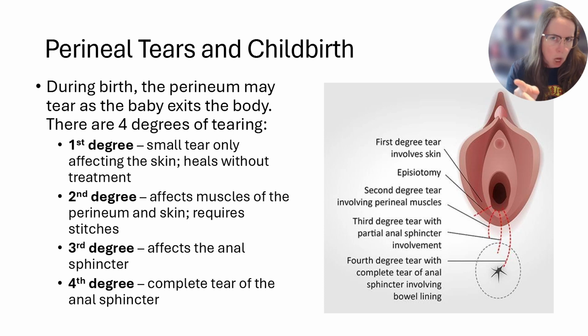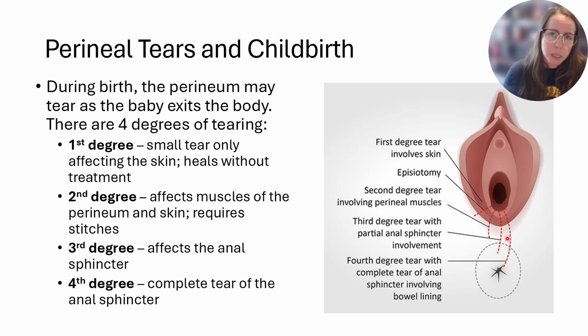Second degree is the most common one, which is where you are going to have a deeper tear. It's going to get into some of the muscles of the perineum, and you are going to need some stitches. This is not going to feel good while you're recuperating from a vaginal delivery. Third degree is where you tear very far and you start to get into the anal sphincter. Now remember, the anal sphincter is what keeps the feces within the anal canal until it's time to defecate. So injuring that can lead to problems with defecation.